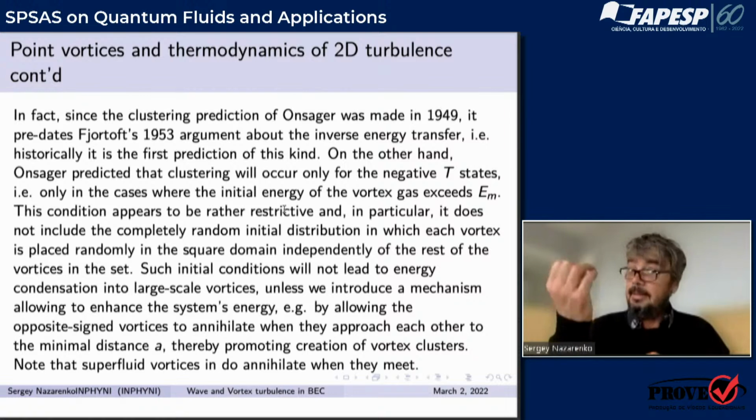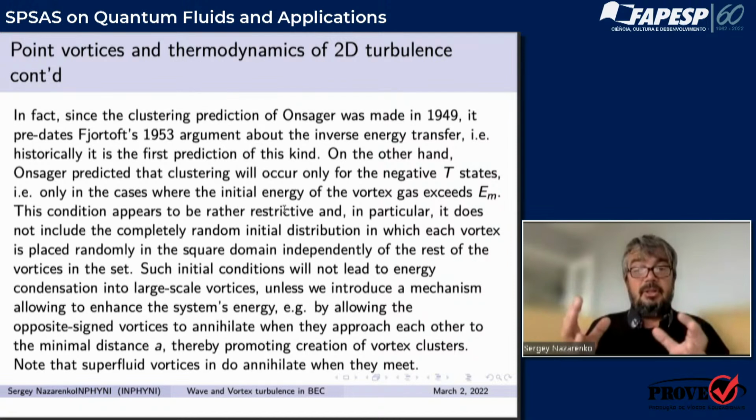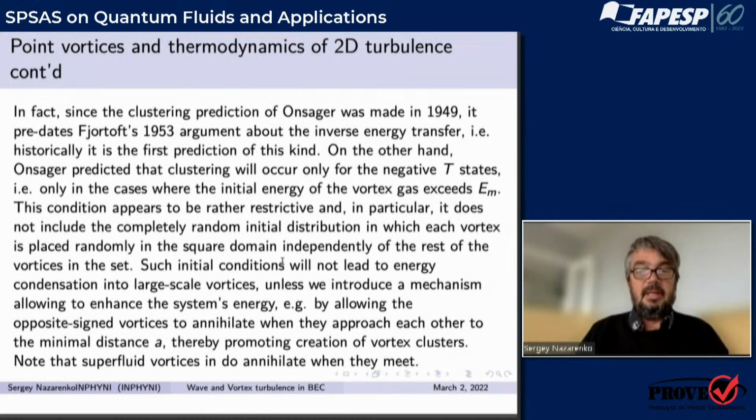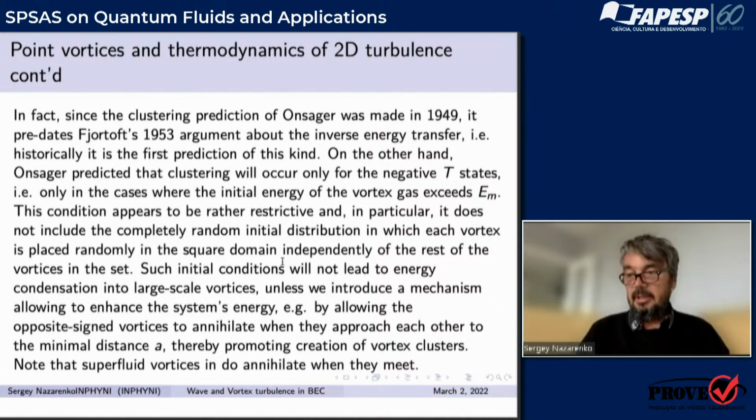Of course, the total energy will never change. It will be just transferred into the acoustic component. But from the point of view of just the vortex system, this energy will be lost. And therefore, we can lose it in such a way that we actually go to the negative energy domain corresponding to negative temperatures and get vortex clustering. So therefore, we should expect such a condensation of velocity circulation in big Onsager-like vortices in systems described by the Gross-Pitaevskii model.